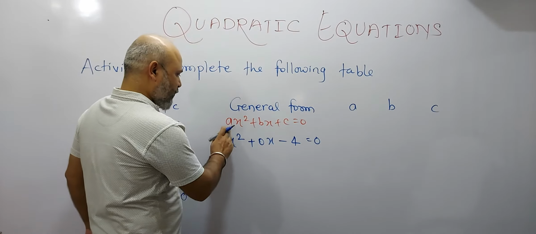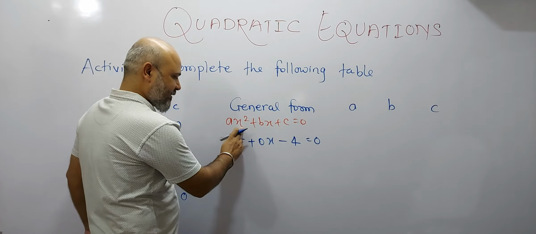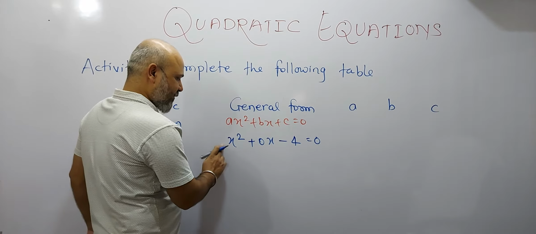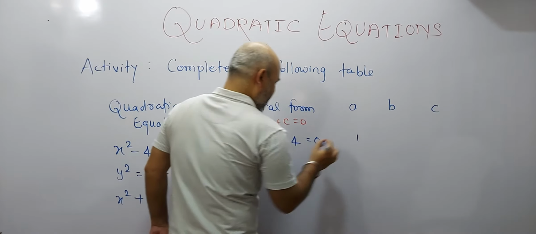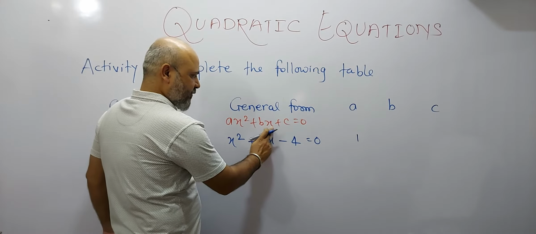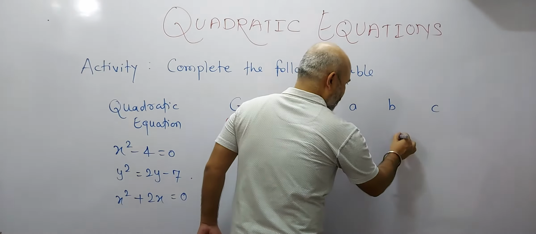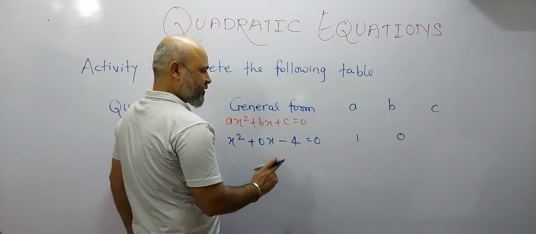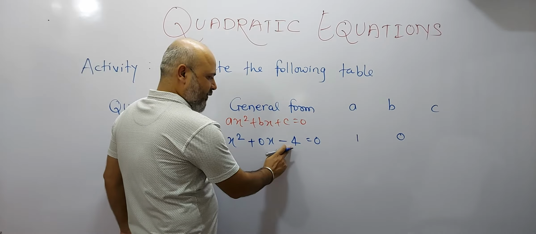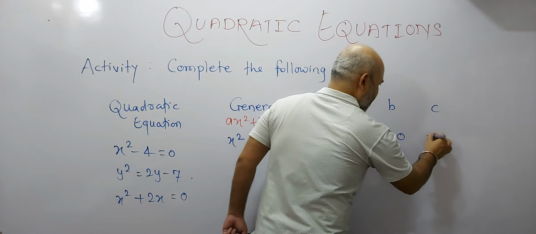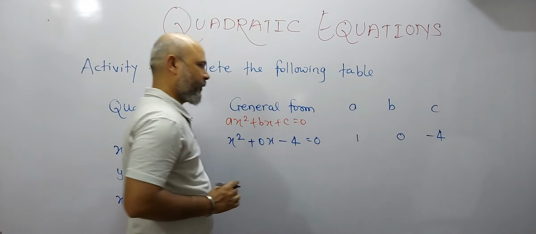Now you write the values of a, b and c. What is a? A is the coefficient of x square. The coefficient of x square is 1 here, so you write 1. What is b? B is the coefficient of x. What is the coefficient of x here? 0. So b is 0. And what is c? C is the constant. The value of the constant is minus 4, so c is equal to minus 4.